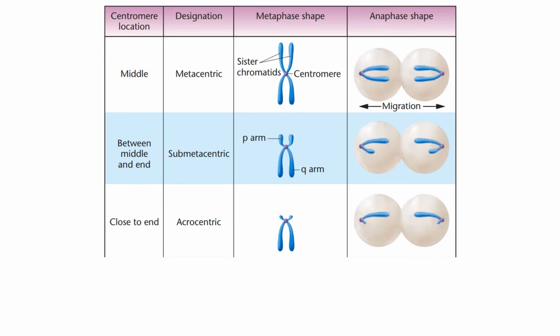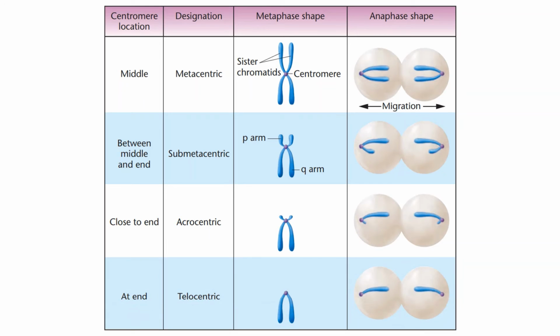Then we have chromosomes whose centromeres are closer still to one end. As a result, the petite arms now are a lot smaller as compared to the Q arms, and we call these chromosomes acrocentric. Notice how they differ in their looks as the spindle fibers pull them to opposite poles of the dividing cell here on the last column of this table.